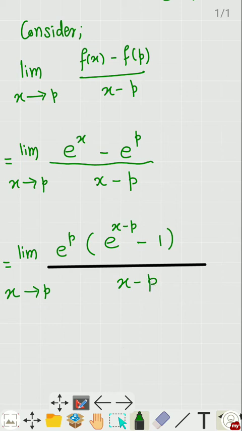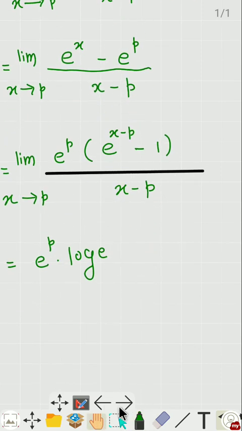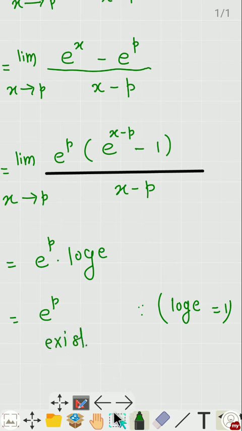As e raised to the power p is a constant, take it outside, and the limit of this remaining term, we know, is log of e. So finally we get the value e raised to the power p as the value of that limit, because the value of log e is 1. And that value exists.